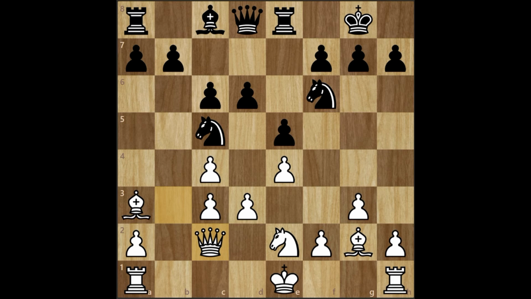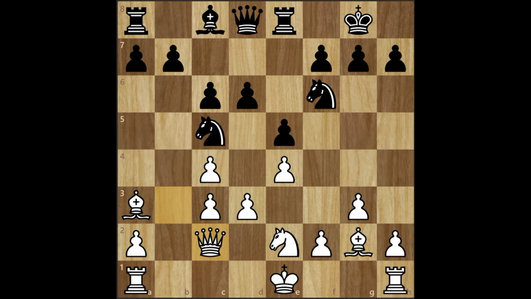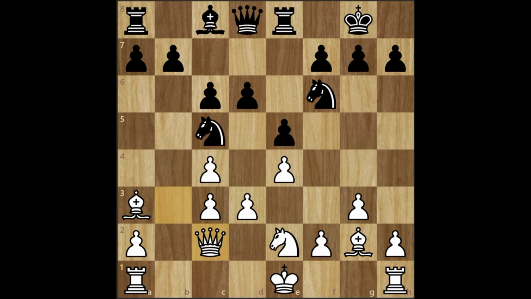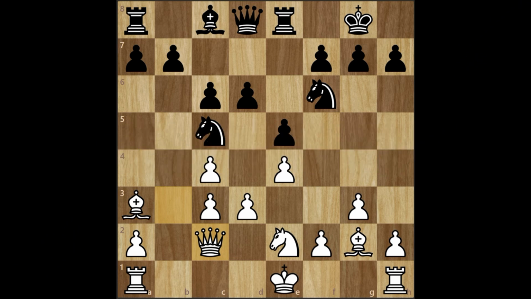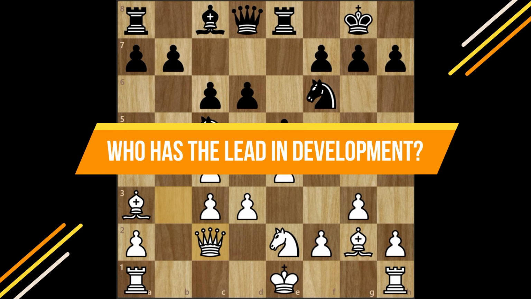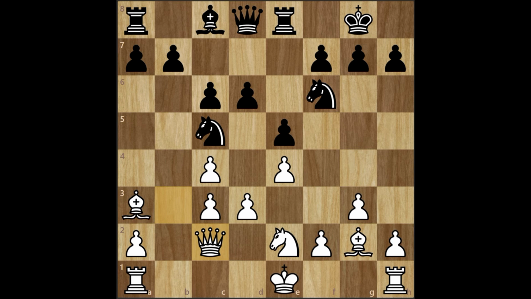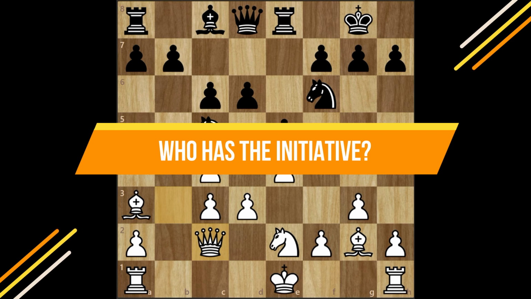The third imbalance that we need to consider is space. So who does and doesn't have space, and where do they have that space or not, as the case may be. The fourth imbalance to look out for is material. So who owns the greater value pieces in a position? Is material level? Is it not? The fifth imbalance is control of a key file or square. So files and diagonals act as pathways for your pieces, while squares act as homes. The sixth imbalance to look at is lead in development. So does any one player have more force in a specific area of the board? And the seventh imbalance to look out for in any position is initiative, and this is all about who is dictating the tempo of the game.